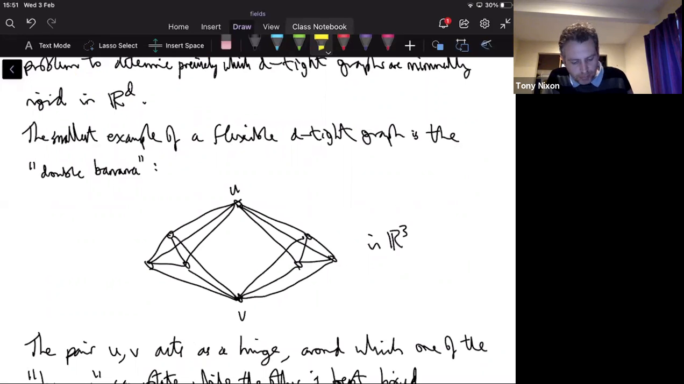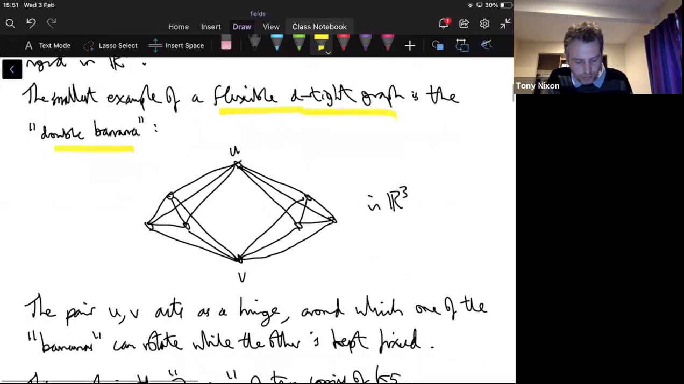So the smallest example of a d-tight graph which is not rigid, so a flexible d-tight graph, is what is commonly referred to as the double banana. It's this graph on 8 vertices. The point that it's flexible should be easy to see. The 2 vertices I've highlighted, U and V: the line through those acts as a hinge, and so you could fix the banana on the left and rotate the other one around, and so this gives you a continuous deformation, infinitesimal deformation, whatever you like. This just moves infinitesimally and continuously, so this is definitely not rigid.